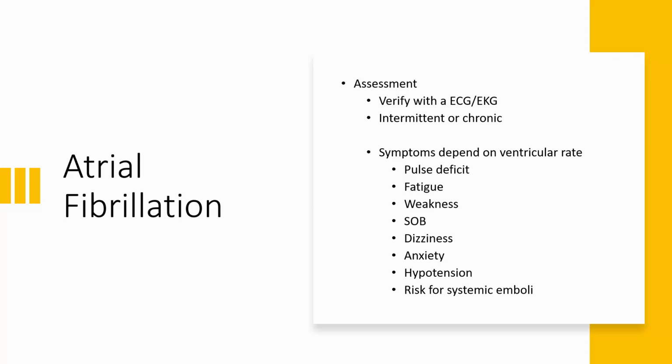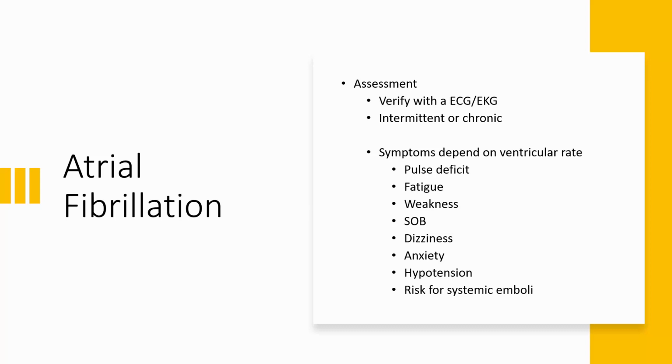As I told you earlier, if their rate is less than 100, they probably do not have a lot of symptoms. If they have symptoms, they're very mild. However, once that rate jumps up past 100, that's when your person starts having some of those symptoms that are listed here. They get very pale, they get very dizzy, they start complaining of shortness of breath, they become hypotensive, they have lots of fatigue, and they complain about weakness.